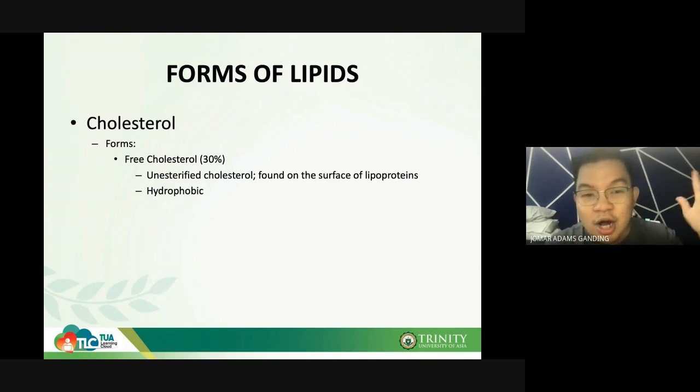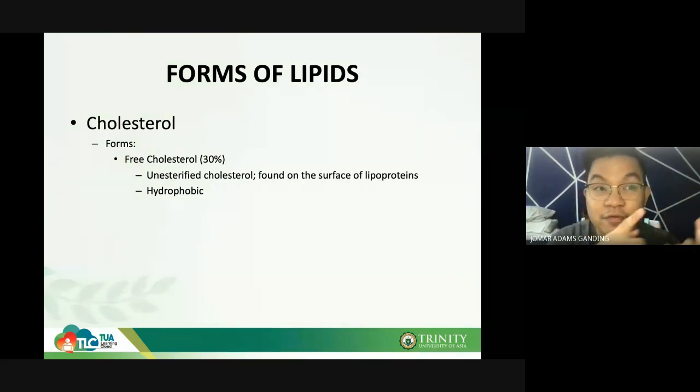So, are we clear with the two different types of cholesterol? Can I just see a raise of hand if we're clear, people? You have your free cholesterol and your cholesterol esters. So please remember that, ha? Please remember that.